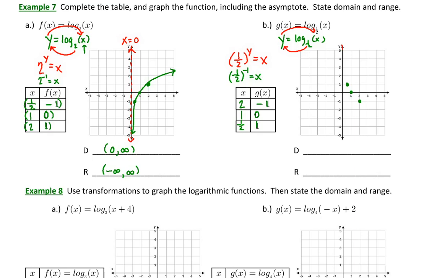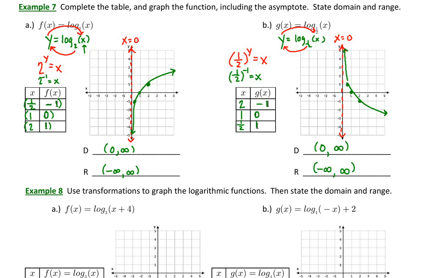Don't forget the vertical asymptote. That occurs at x equals 0. And in this case, we have a decreasing logarithmic function. The leftmost x value on this graph bumps right up next to that asymptote at x equals 0, and the rightmost x value is infinity. The lowest y value would be -infinity, and the highest y value is infinity.